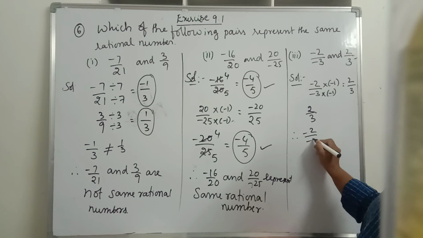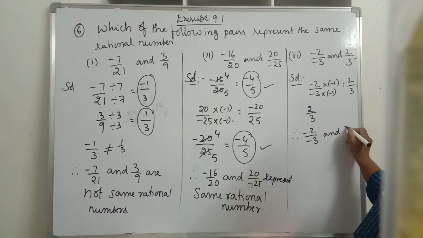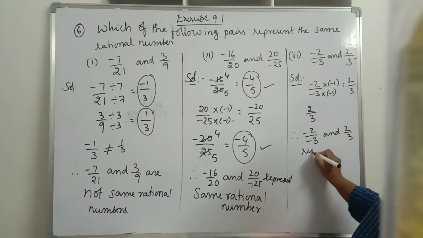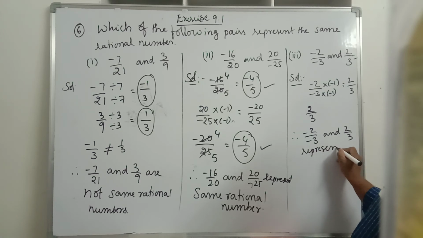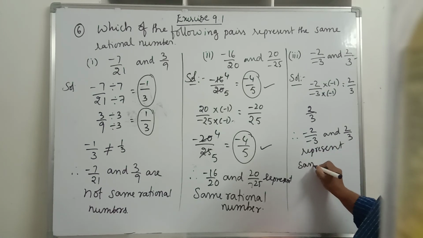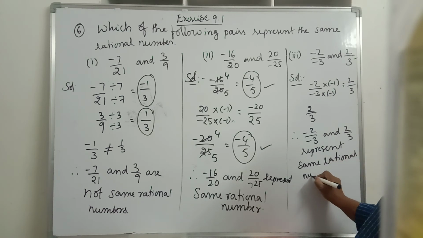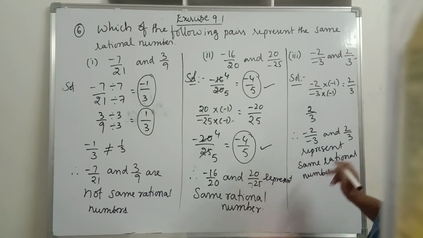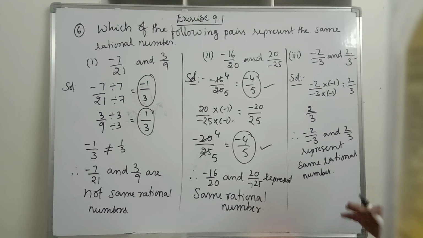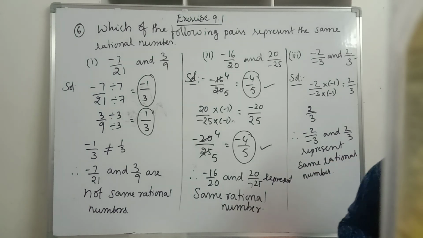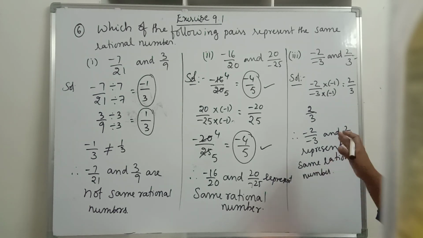Therefore minus 2 by minus 3 and 2 by 3 represent the same rational number. So like this we will identify whether the given pair of rational numbers represent the same rational number or not by changing them to the simplest form, or the lowest form, or reducing it to the standard form. Is it clear, children?